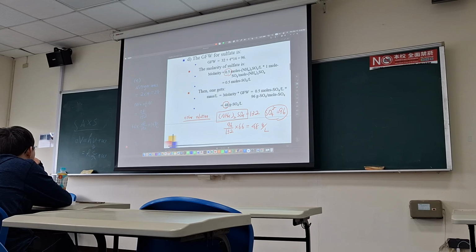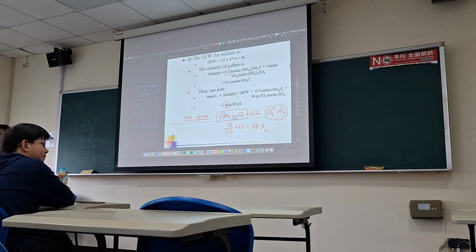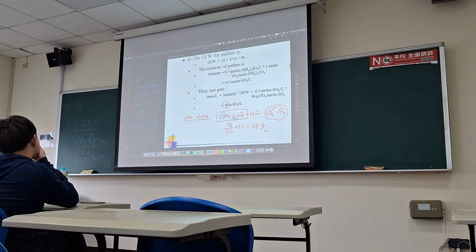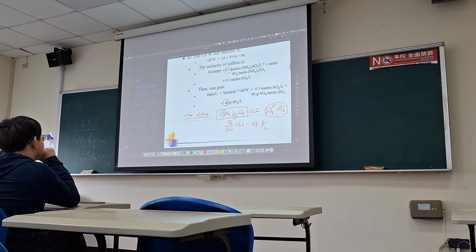Okay? The mass of nitrogen. The reason we have 2, can you see here? We have 2 nitrogen in this chemical formula, right? The atomic mass of nitrogen is 14, right? So 2 times 14, we got 28. The ratio of nitrogen in this compound is going to be 28 over 132. And we have 66 grams of this sample. So we got 14 grams per liter. Everyone okay?